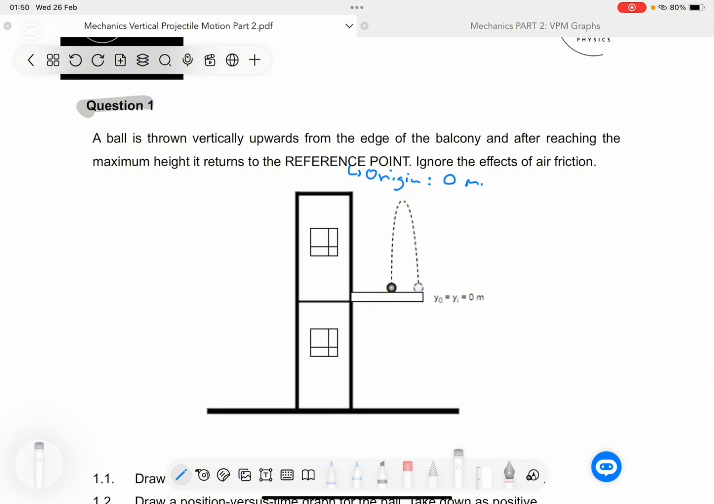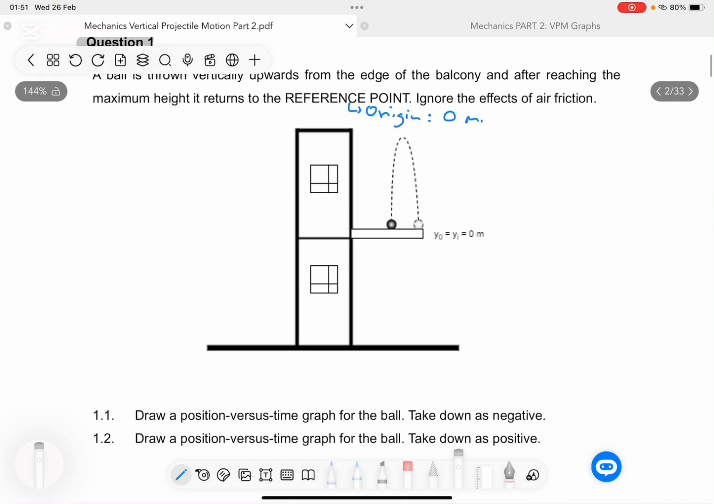Now, because they said we should ignore air friction, this means that we have a free-falling object, an object that moves under the influence of the gravitational force only. A typical situation of vertical projectile motion.